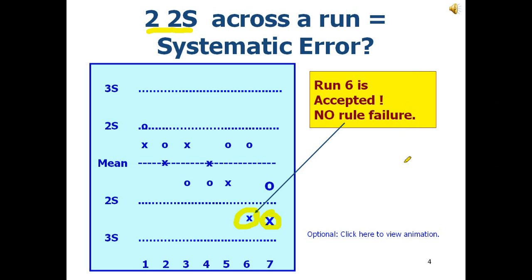Here's basically what you're betting on when you see run 6. Level O is in control. The chances of level X or level O being outside 2S is 10% of the time. So out of every 10 runs that you have, an O or an X will be outside 2S and there'll be nothing wrong. So that's what you're betting on run 6. If you did freak at run 6, and I'm not saying you should, you might find the problem. That's true. But more than 90% of the time, when you get a value outside 2S, there's nothing wrong. And the question is, do you have resources to troubleshoot a non-entity?